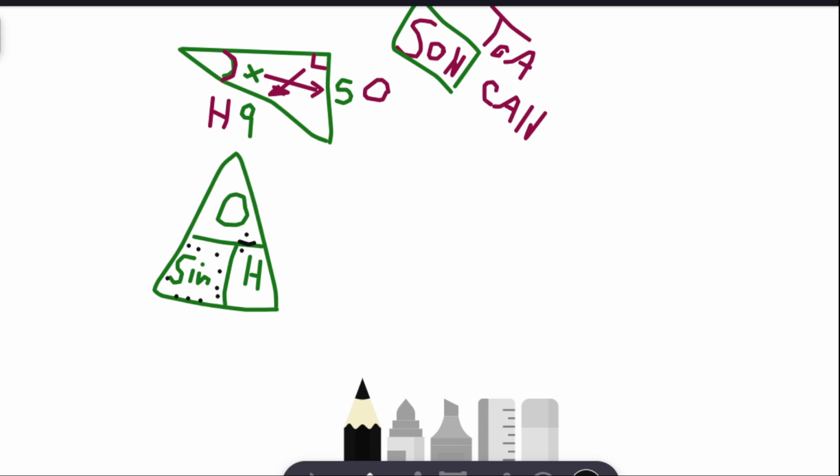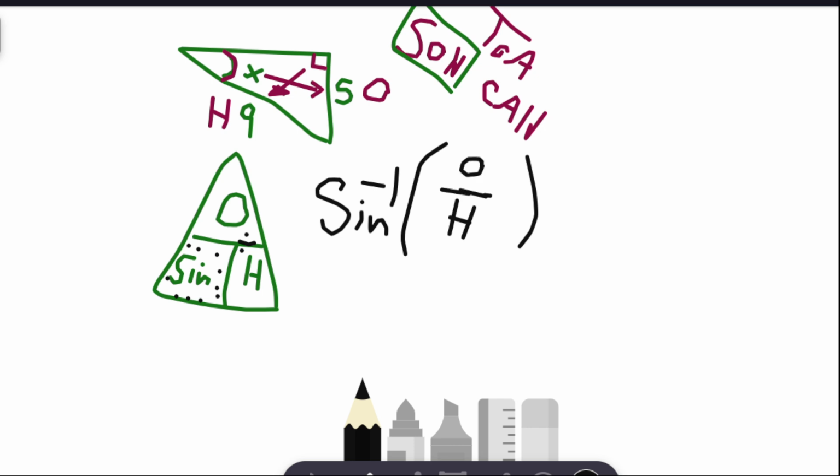Since it's an angle, from now on, if you are looking for an angle, you will use sine inverse, cosine inverse, or tan inverse. So it's sine inverse O over H. That's good. So it's sine inverse. Now we know what O is and we know what H is. O is 5, H is 9. Grab your calculator and write this in the calculator, and that's it.